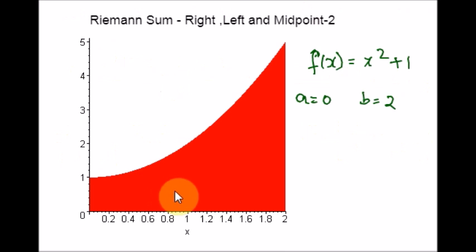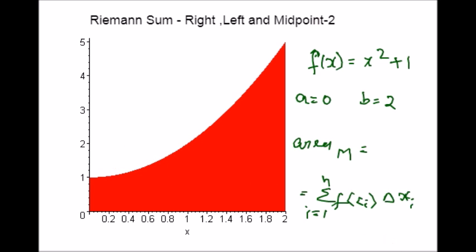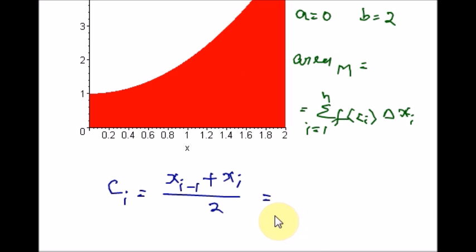Same graph, same function, a equals 0 and b equals 2. Now the area using the midpoints. You're going to use f of ci times delta xi, where ci is nothing but the average of xi and xi minus 1, that is xi plus xi minus 1 over 2. You can use these values from the previous two sets, the right Riemann sum approach and left Riemann sum approach. Plug in the values for these two.